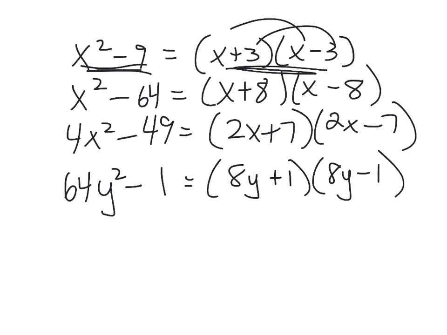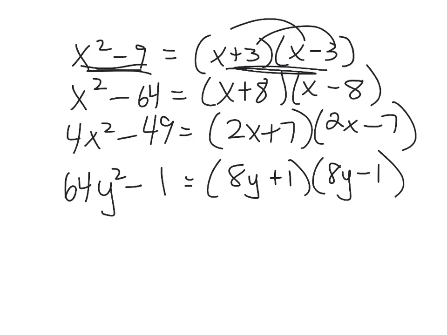4x squared minus 49. 2x times 2x is 4x squared, and 49 is 7 and 7, because 7 times 7 is 49. And you can hit the square roots on your calculator if you want to double check some of these things just to see if they do have a perfect square root. You want to know if they're perfect squares or not. Here's one that can be tricky sometimes because 1 is its own perfect square. So 1 times 1 is 1, and 8 times 8 is 64.